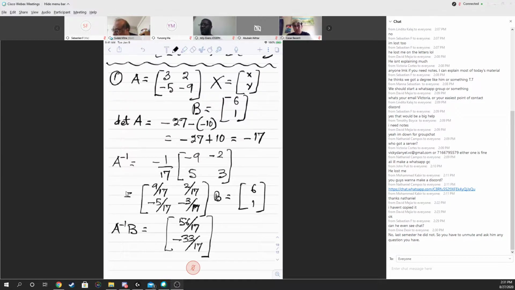So x is equal to 56 upon 17, y equal to minus 33 over 17.